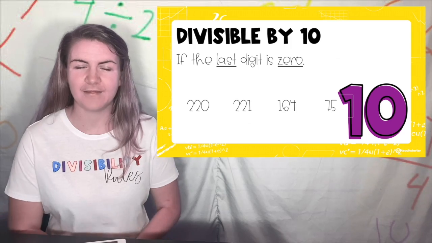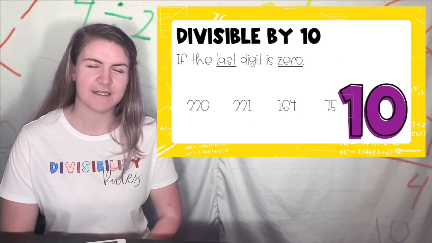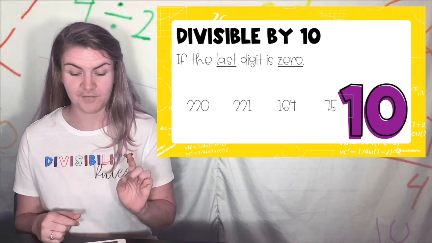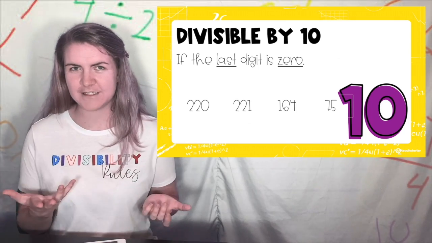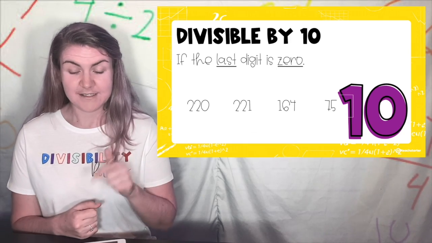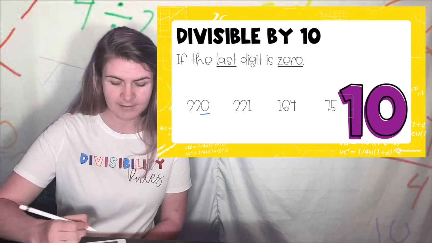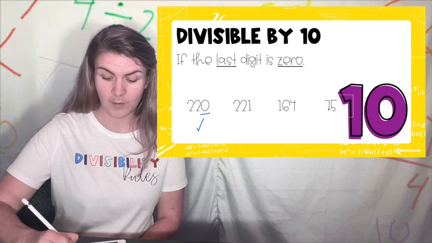Divisible by 10, the last of our super easy divisibility rules. When we count in 10s, it always ends in 0. So if the last digit is 0, it's divisible by 10. So 220 ends in 0, yes. 221, no.